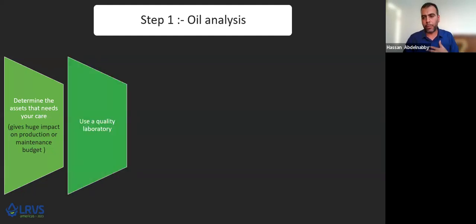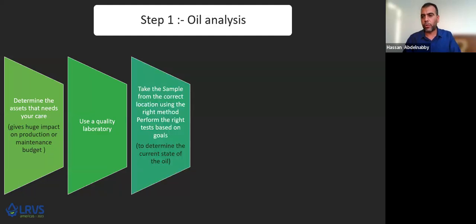The next step, from my point of view, is to search for a third party that can give you a quality inspection, or can give you the proper level of trustworthiness in the results that you're going to send. Of course, they're going to help you in taking the sample from the correct location, using the correct method, and performing the proper procedures in order to get this sample. And all of this is just to determine the current state of your oil.